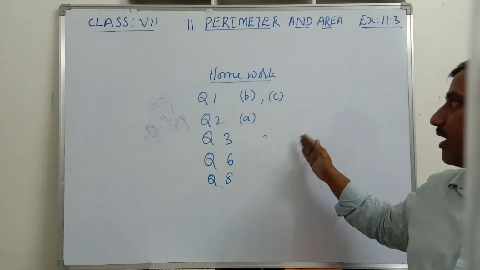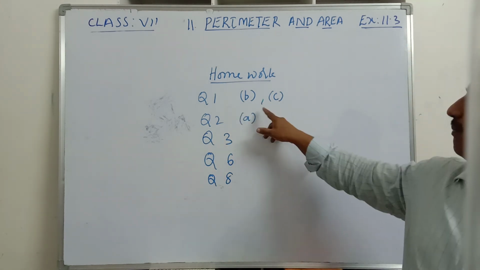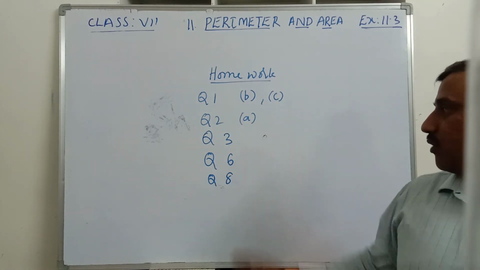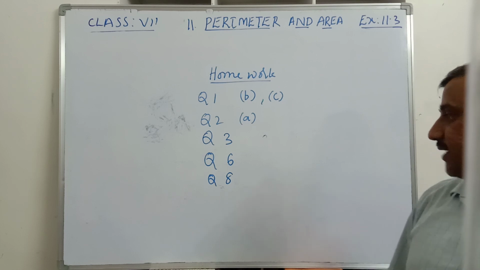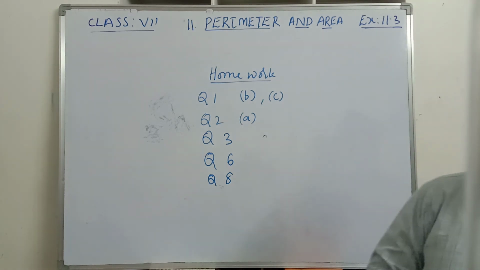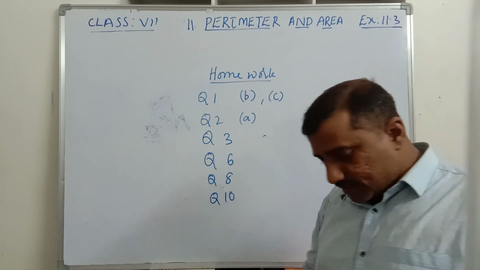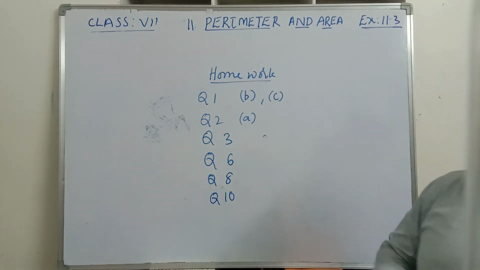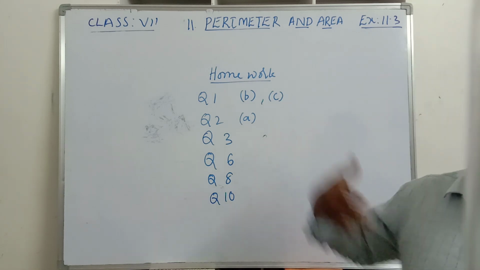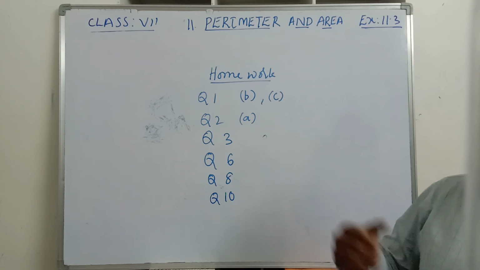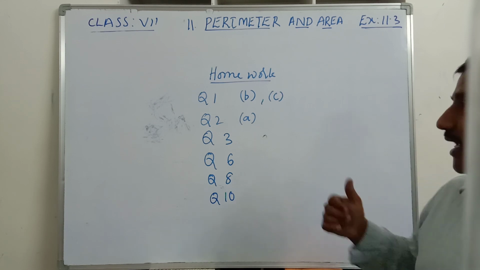Now your homework: question number 1 B and C bits, question number 2 A bit, question number 3, question number 6, question number 8, and question number 10. So this is your homework. Please complete the given homework. All are similar type of questions. It will not take much time. So you can finish it in a short period and complete the given homework.